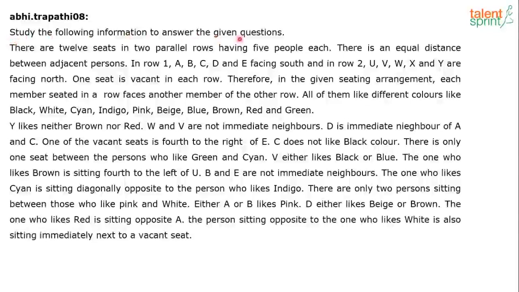Study the following information to answer the given questions. This was posted by your friend Abhi Tripathi in our discussion forum of reasoning section. So he says there are 12 seats in 2 parallel rows having 5 people each. There's an equal distance between adjacent persons.